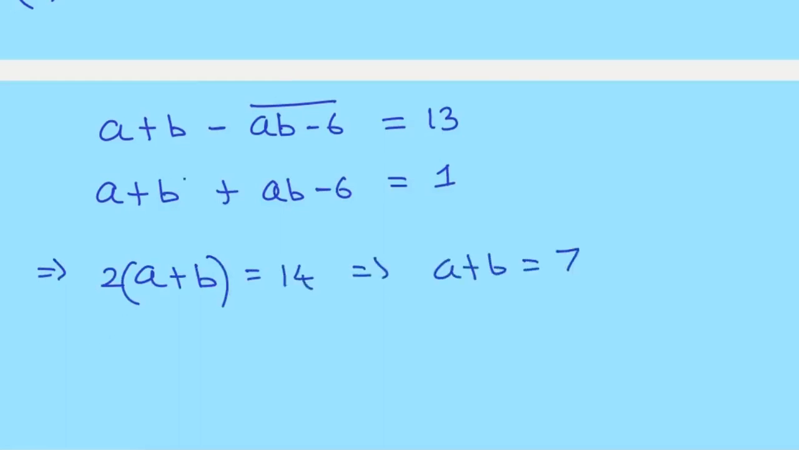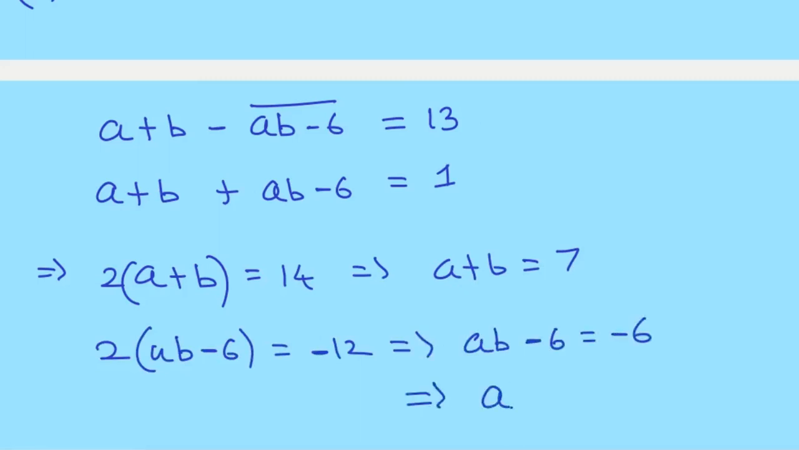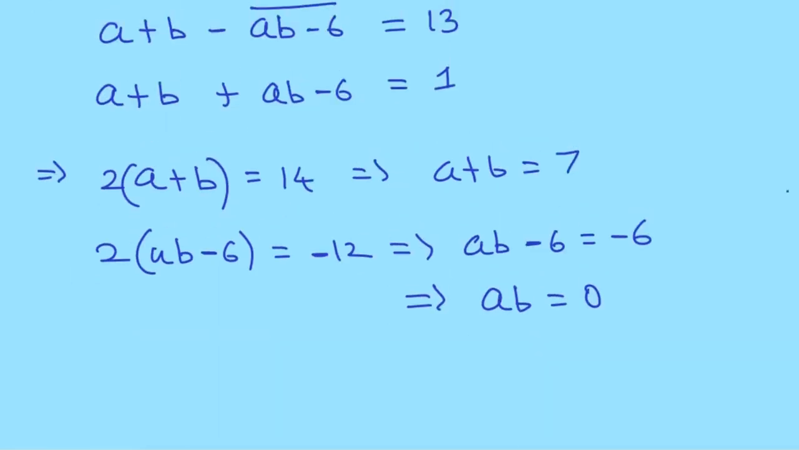And also if we subtract the first equation from the second, we get 2 into (ab minus 6) is equal to 1 minus 13, which is minus 12. So this gives ab minus 6 is equal to minus 6. This gives ab is equal to 0. So one of the values must be 0, either a is equal to 0 or b equal to 0. But we are interested in positive integer solutions, so we don't need to consider this case at all.